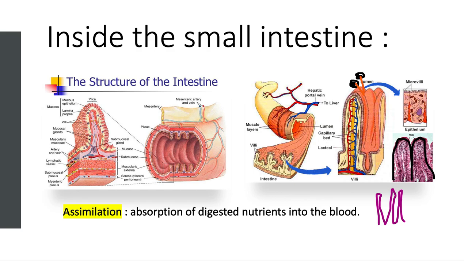So what helps in absorption of nutrients? It is the villi or the villus. I'll write it down here for you. Villus is the singular form and villi is the plural form. So villus or villi helps in absorbing the digested nutrients so that our body can use them.